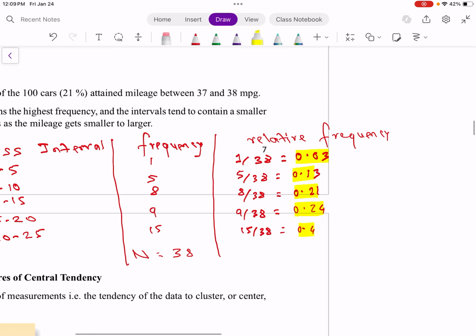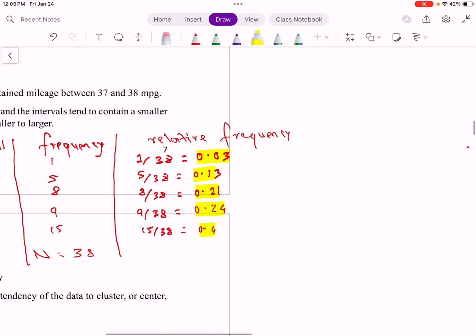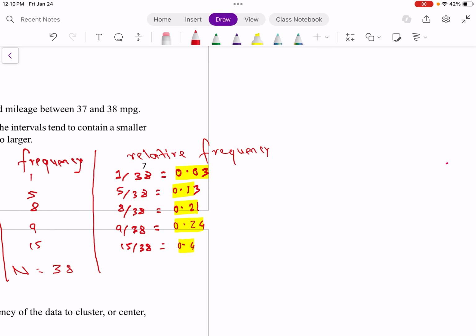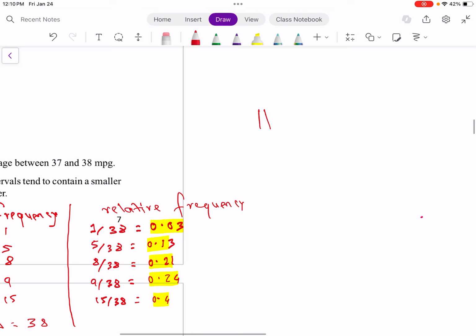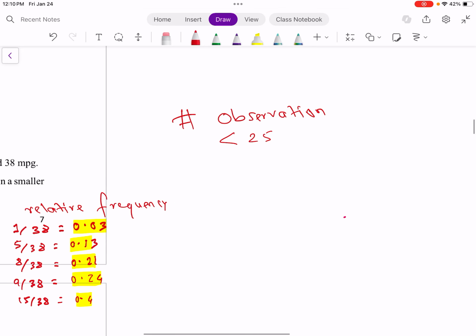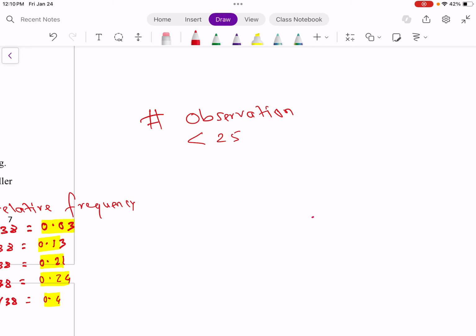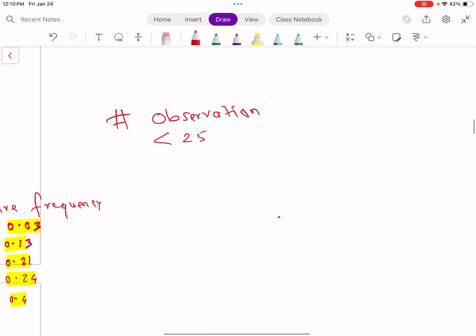Now, next, for example, the number of observations. If your data set has fewer than 25 measurements, I would recommend you have at least 5 to 6 classes. So the number of class intervals should be at least 5 to 6. If you have fewer than 25 measurements, try to make 5 to 6 class intervals.